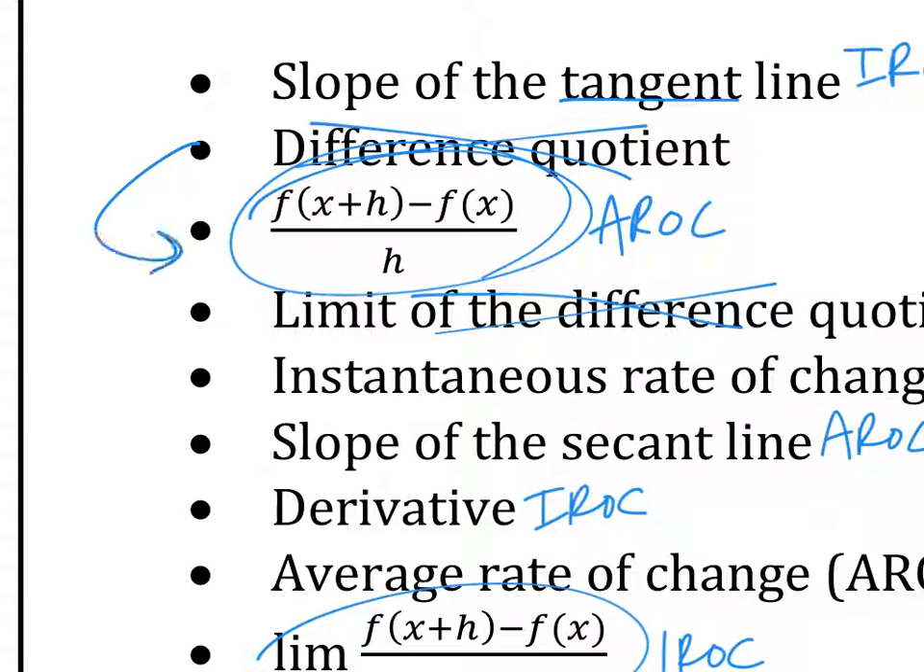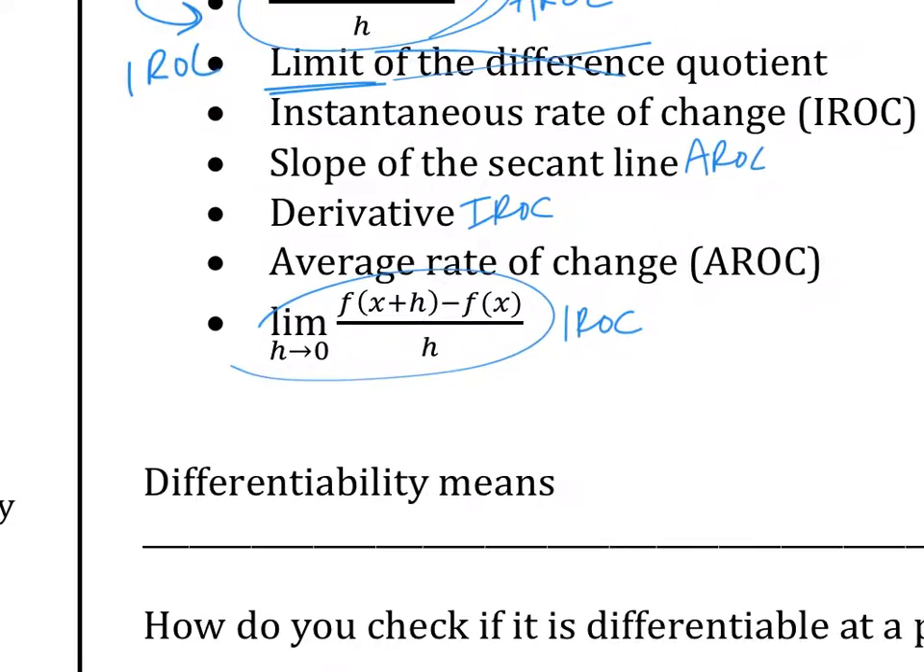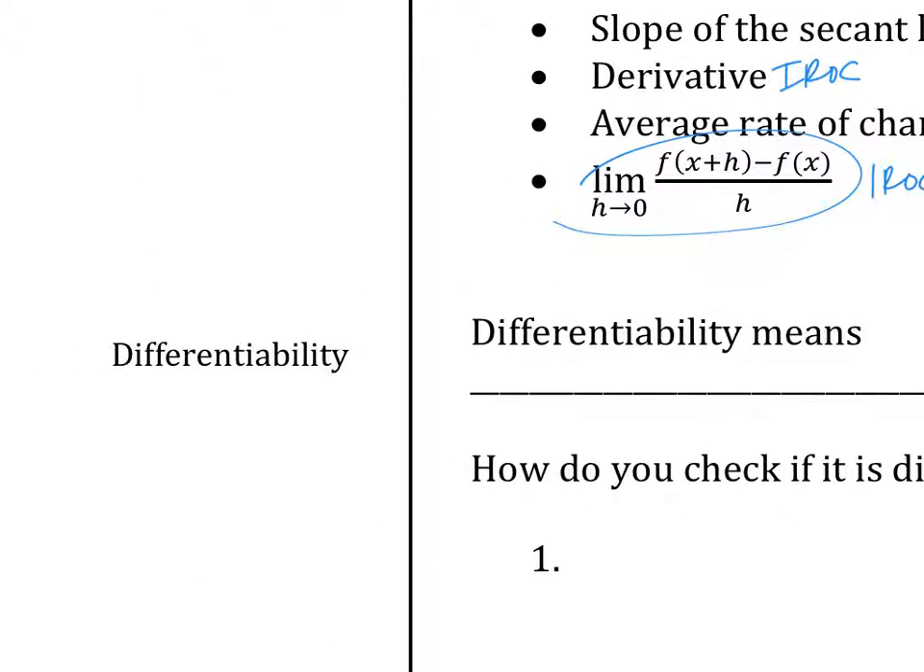Difference quotient means this one, meaning it's the difference quotient. Difference meaning subtract, and quotient means divide. So this first one is an AROC, and then if we take it to the limit, that's going to be IROC. Okay, so just double checking your vocab here. All right, differentiability is a confusing concept.